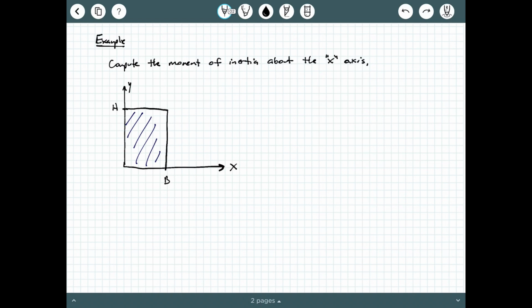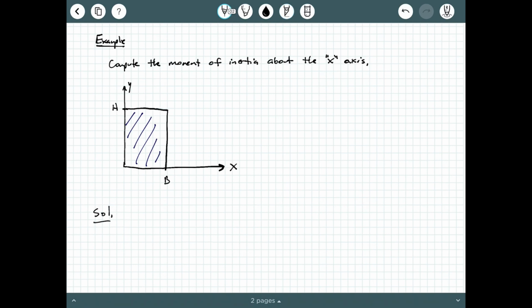To compute the moment of inertia about the x-axis. In this case, the x-axis is along the base of this shape, and this shape is just a rectangle with a height h and a base b. Notice that this axis is along the base. This is not a centroidal x-axis. This is just an x-axis along the base of this rectangle. So let's go ahead and get started.